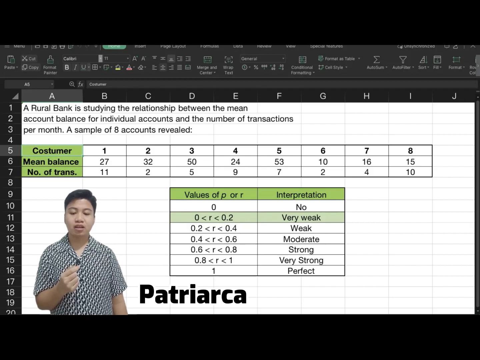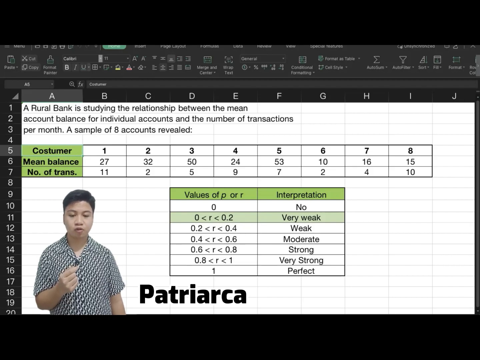Customer 5, mean balance is 53, number of transactions is 7. Customer 6, mean balance is 10, number of transactions is 2. Customer 7, mean balance is 16, number of transactions is 4. Customer 8, mean balance is 15, number of transactions is 10.